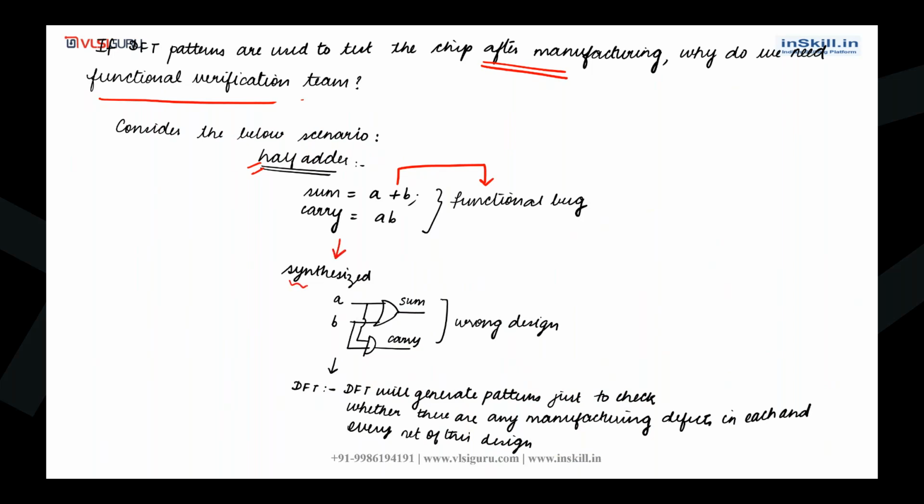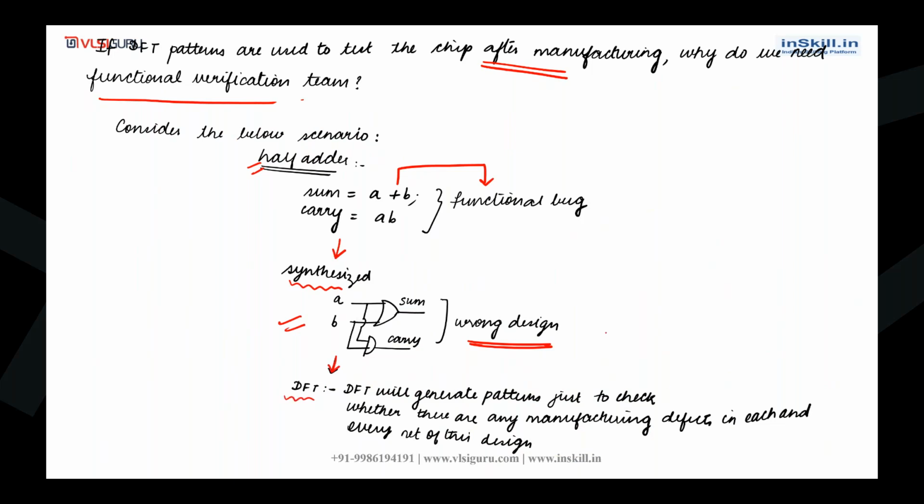So this design has got synthesized. For the time being, consider that you don't have a functional verification team. Directly this design has got synthesized like this. So this is a wrong design. The wrong design has got synthesized, and this design is given to the DFT team.